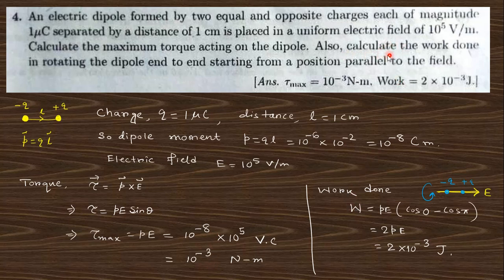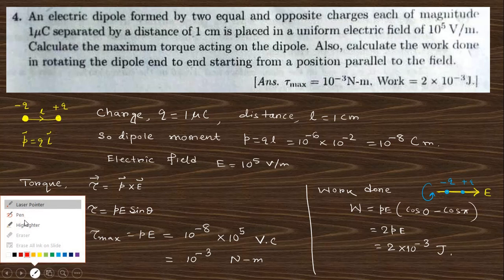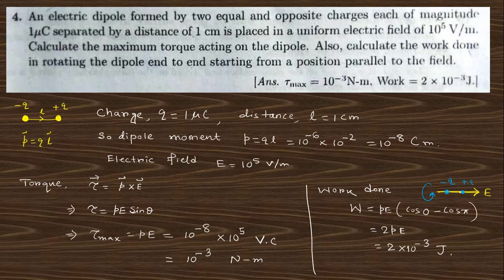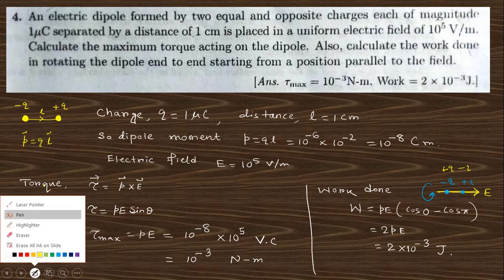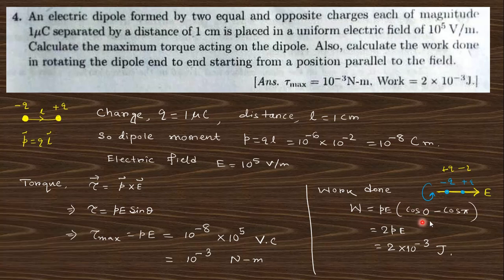The next question: calculate the work done in rotating the dipole end to end, starting from the position parallel to this field. That means there is a situation where this is plus and minus q, and if you want to place it in the opposite way, that is q in plus and this is minus, then the work done will be nothing but PE cos 0. This is the initial position, this is the final position, so this will be 2PE. So P is already multiplied by 10 to the minus 3, so 2P is 2 into 10 to the minus 3.